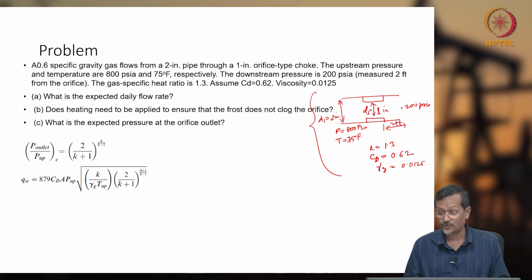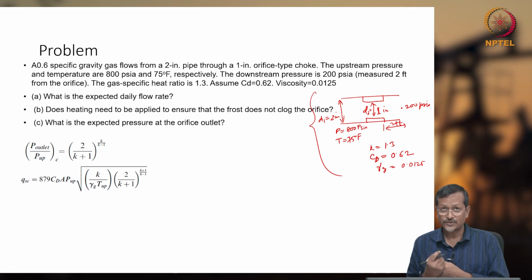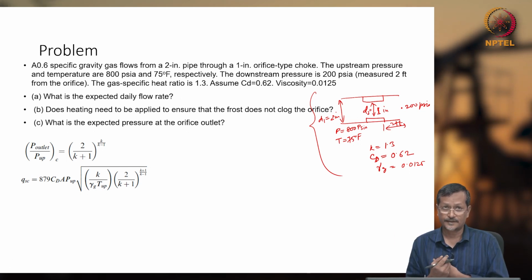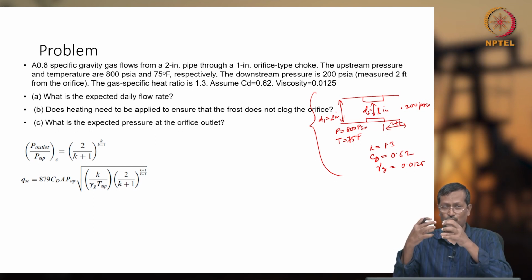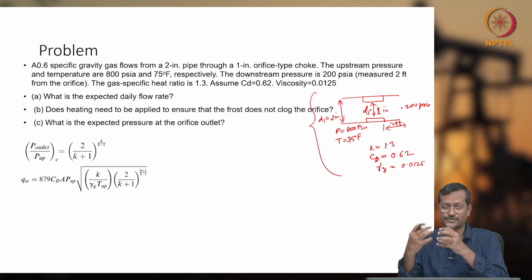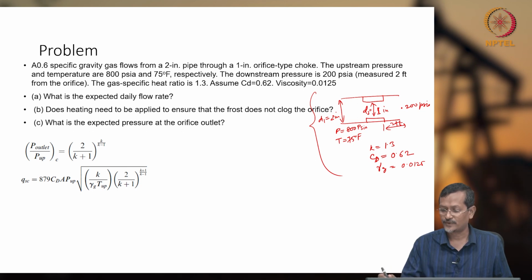Does the heating needed or not, because temperature will go down because of gas expansion. If temperature goes below 0 degree centigrade, then you have to put some heating coil so that the choke will not get blocked by frozen ice. What is the expected pressure at the orifice outlet? So orifice outlet pressure also you have to calculate.